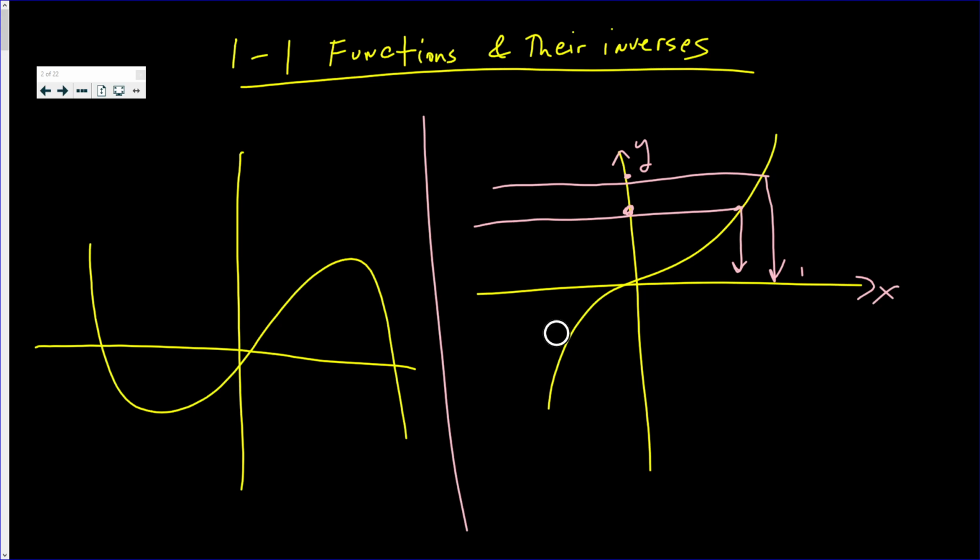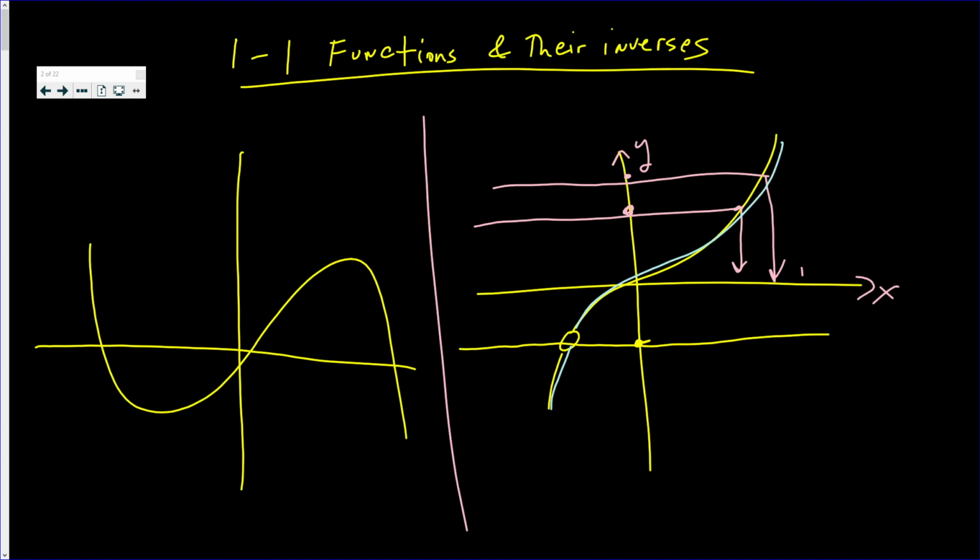Let's modify this graph just a little bit. There is an open hole here. That means that point isn't there. So when it comes to this y value, there is actually no x value that crosses the graph, which is everything in blue.